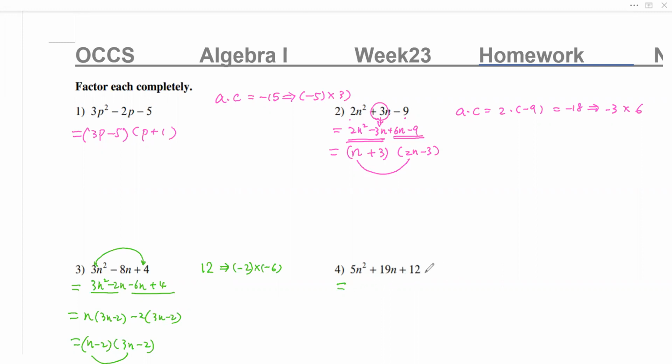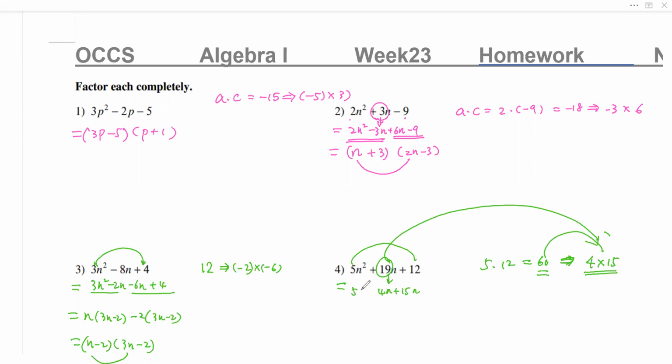See here. First, we say 5 times 12, A times C, right? So you got 60. So 60 factor into what? The sum of them will be 19. 4 times 15, right? You got a 60, right? The sum of them will be 19. 4 plus 15 got 19. So this means this one breaking down 4n plus 15n, right?